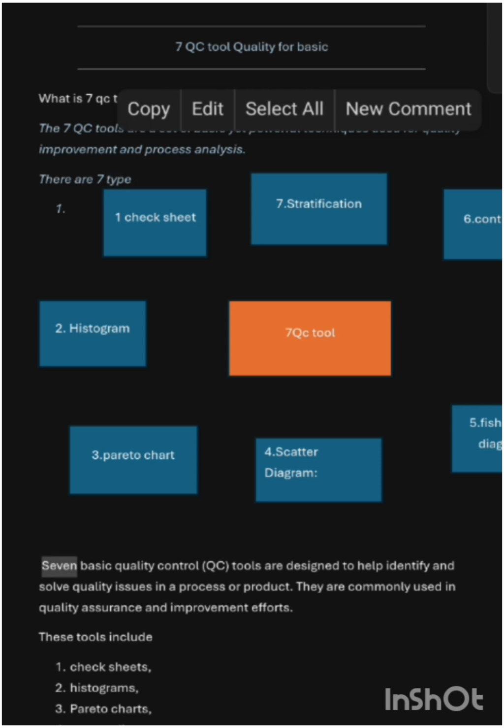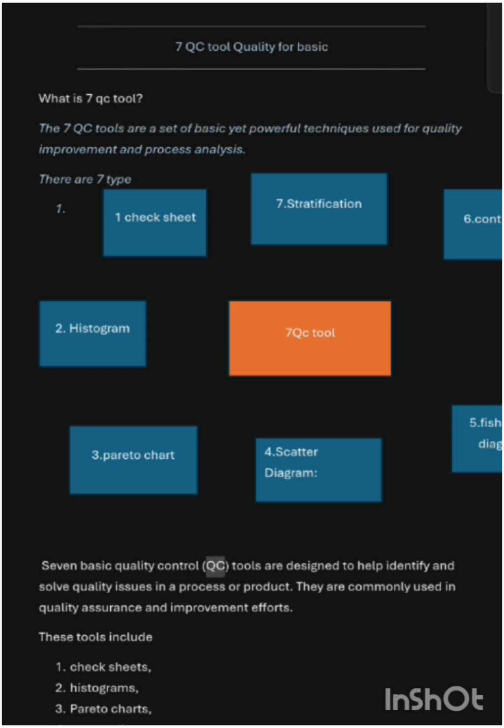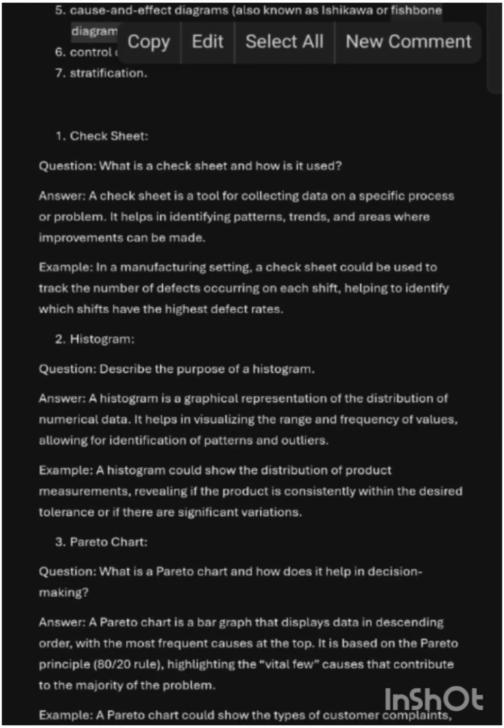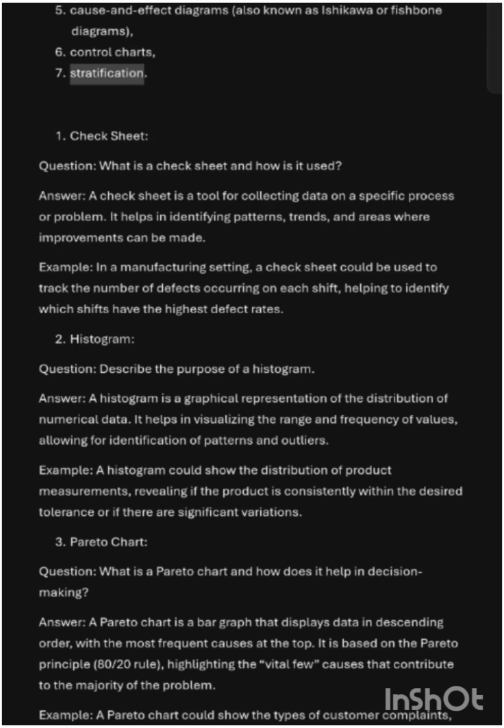The 7 Basic Quality Control (QC) tools are designed to help identify and solve quality issues in a process or product. They are commonly used in quality assurance and improvement efforts. These tools include: 1. Check sheets, 2. Histograms, 3. Pareto charts, 4. Scatter diagrams, 5. Cause and effect diagrams, also known as Ishikawa or fishbone diagrams, 6. Control charts, 7. Stratification.